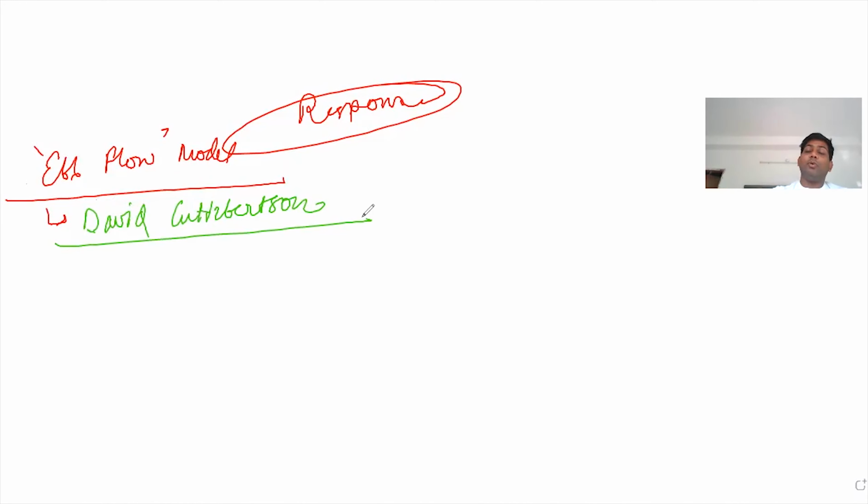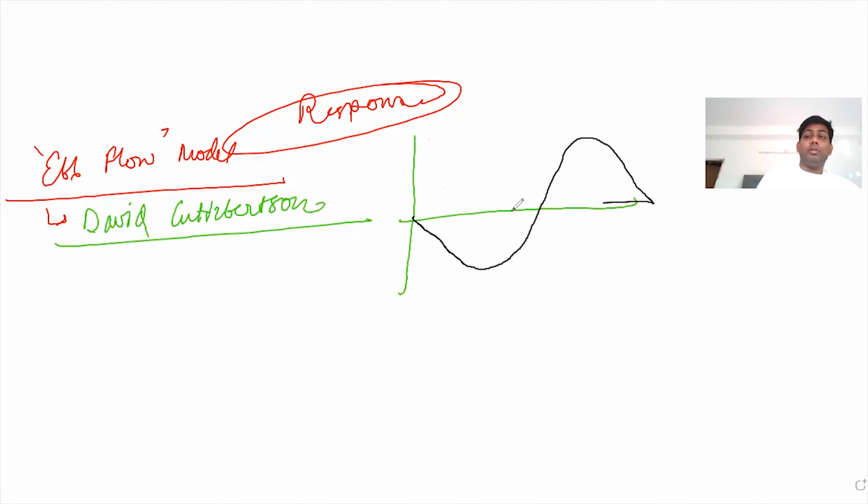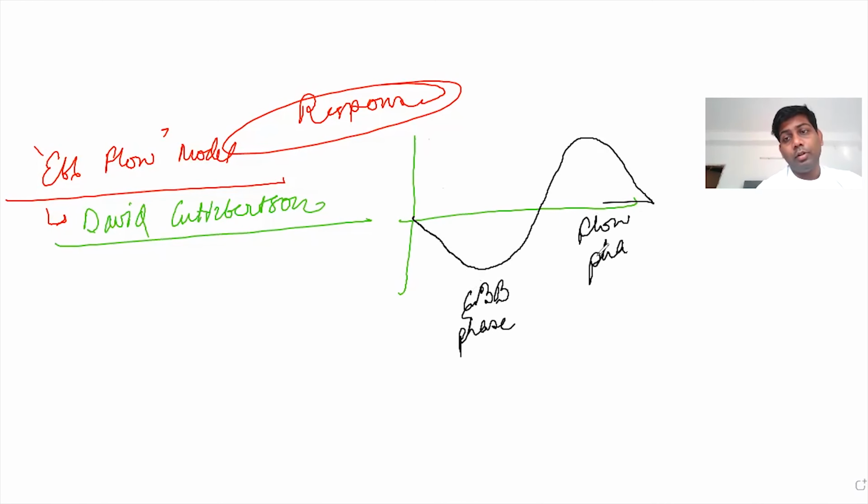We know the mediators of the response are neuroendocrine and immune. Now the response that occurs is given by David Cuthbertson in his ebb flow model. If you understand it in a graph, the ebb flow model says that initially there is a downward curve and then there is an increased curve. This is the ebb phase and this is the flow phase.